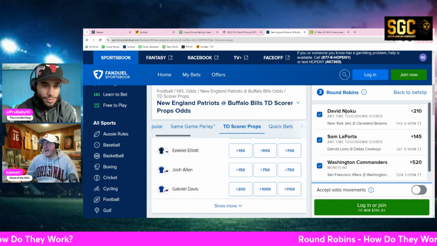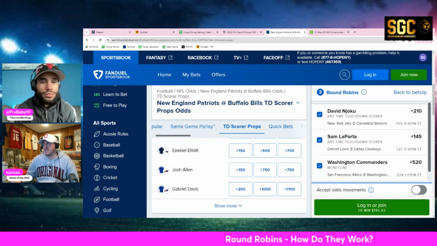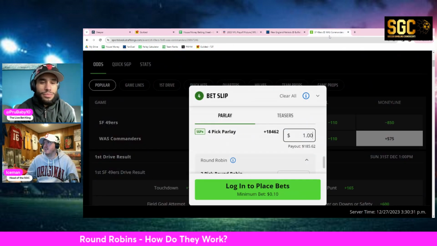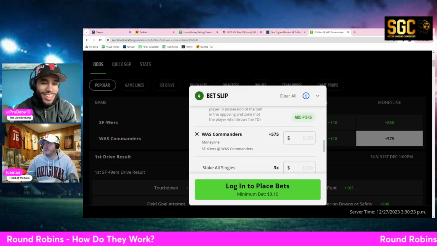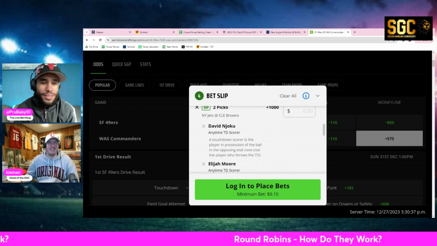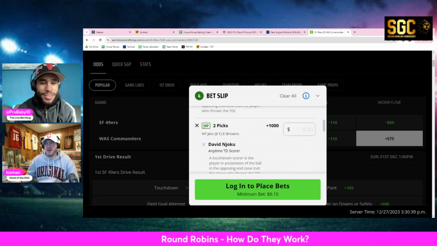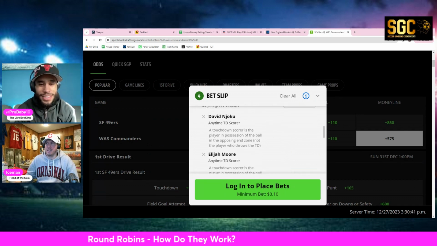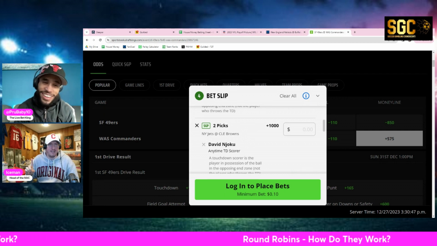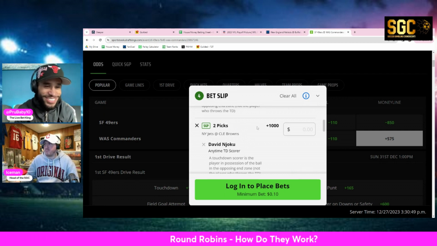They will allow you to break them down and take them as individuals, but you cannot do the combination. Whereas over here, like we said, it's going to automate. The only way it will allow you to get here is if you've same game parlayed the 2 picks. And then, yes, on DraftKings, this counts as 1 pick.